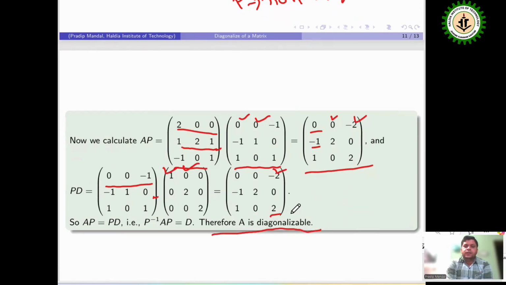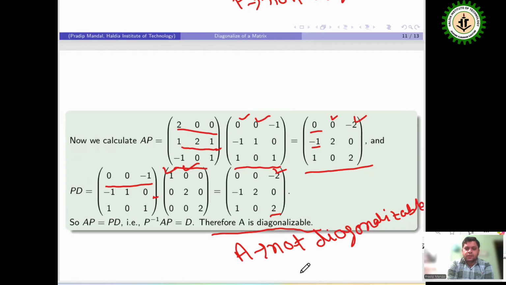Next class, we discuss when a matrix A is not diagonalizable. Sometimes a matrix is not diagonalizable. In the next class we discuss this part, when a matrix is not diagonalizable.